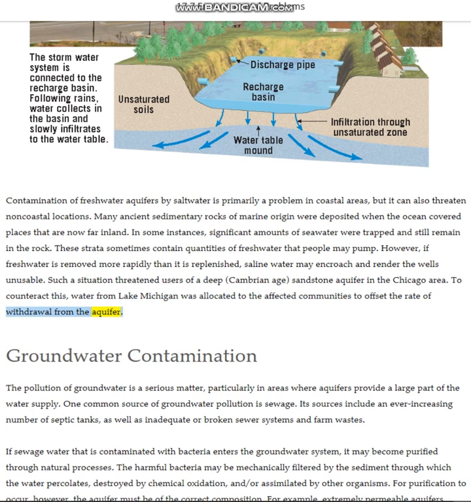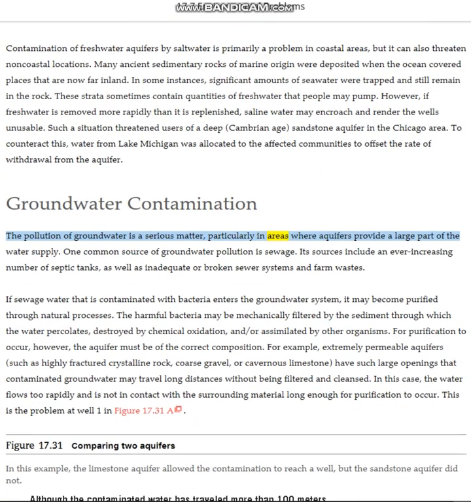Groundwater contamination. The pollution of groundwater is a serious matter, particularly in areas where aquifers provide a large part of the water supply. One common source of groundwater pollution is sewage. Its sources include an ever-increasing number of septic tanks, as well as inadequate or broken sewer systems and farm wastes. If sewage water that is contaminated with bacteria enters the groundwater system, it may become purified through natural processes. The harmful bacteria may be mechanically filtered by the sediment through which the water percolates, destroyed by chemical oxidation, and/or assimilated by other organisms. For purification to occur, however, the aquifer must be of the correct composition.